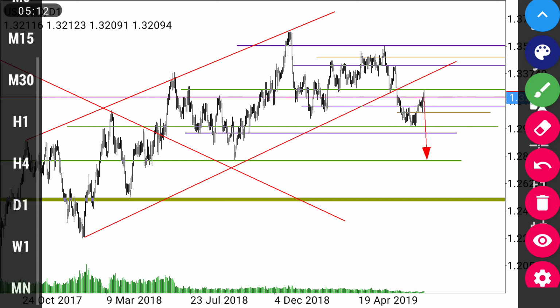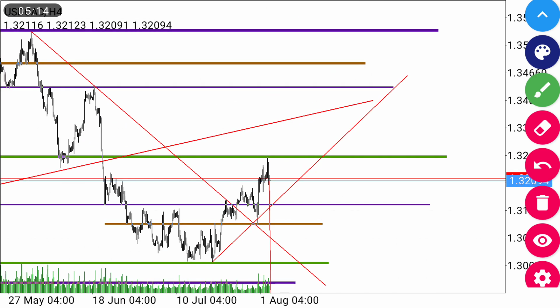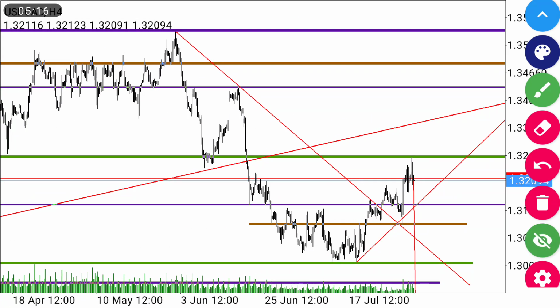Where do we get our entry? We'll go back to H4. We will be looking for entry at this area. If you miss that entry, wait for a clear breakout of this trend line and retest, then you drive it down. So this will be a second entry.